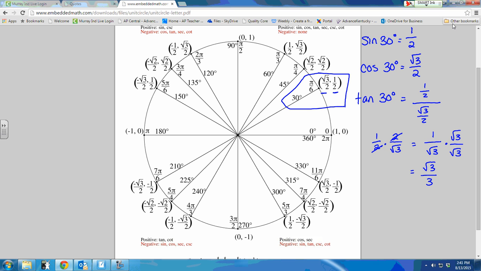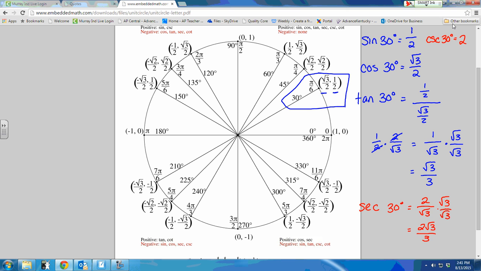Now I also have to find all the reciprocals. So the reciprocal of sine is cosecant, and the reciprocal of 1/2 is just 2. Now for secant, the reciprocal of cosine, we're going to have to do some more work, because we'll get 2 over the square root of 3. And we need to rationalize that. We get 2 square roots of 3 over 3.